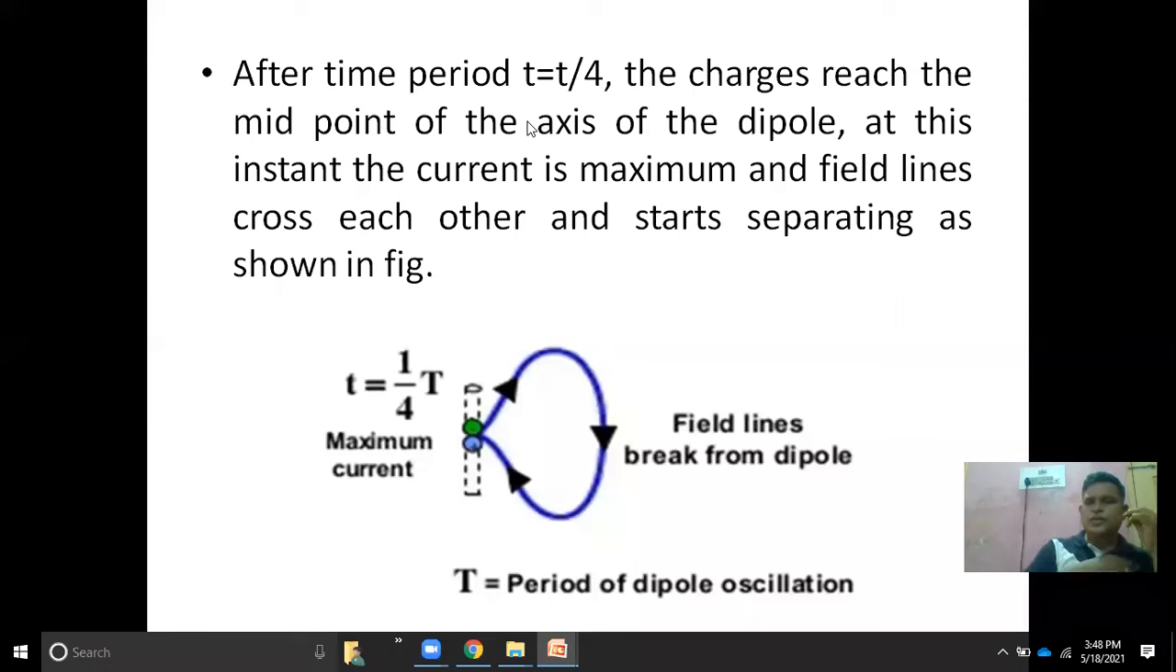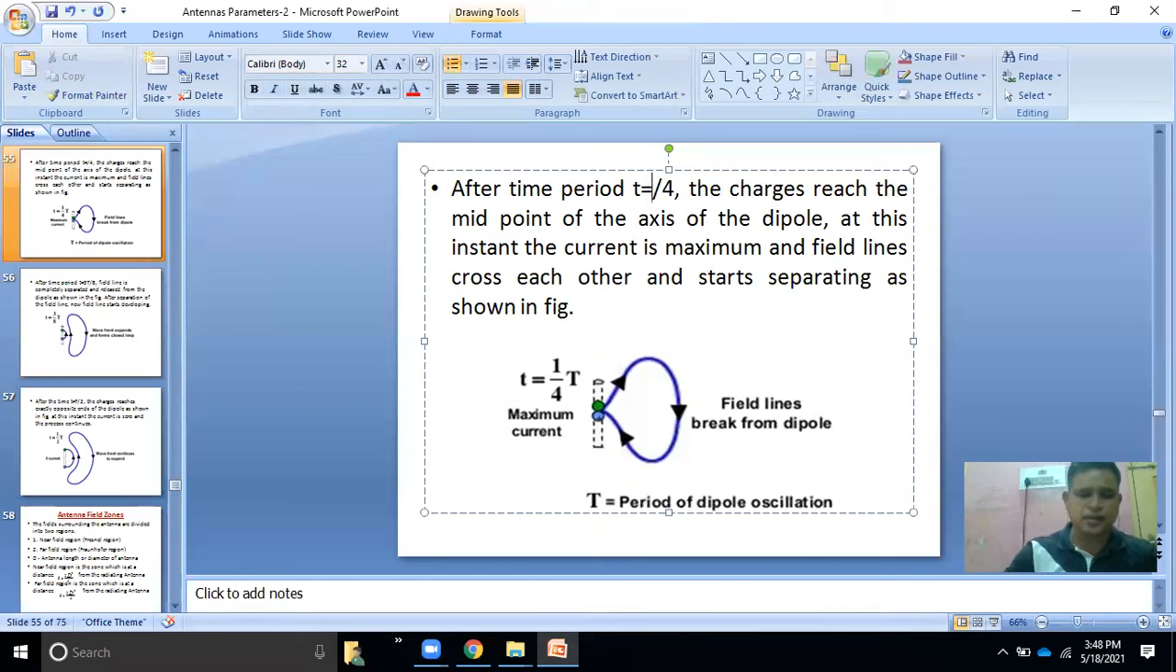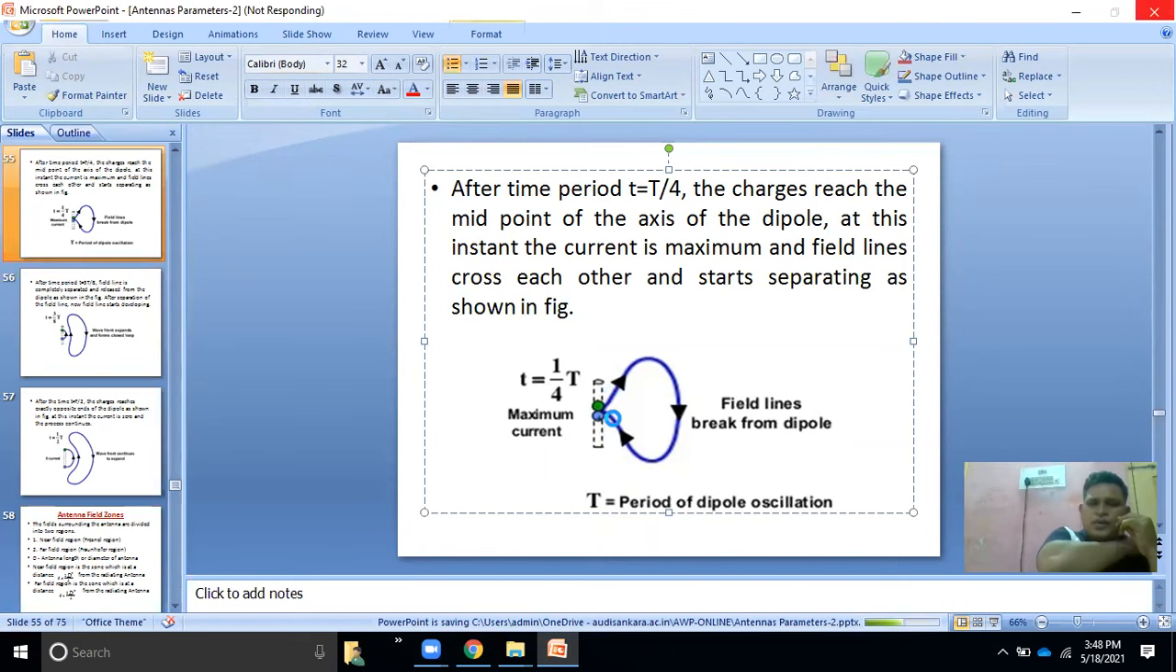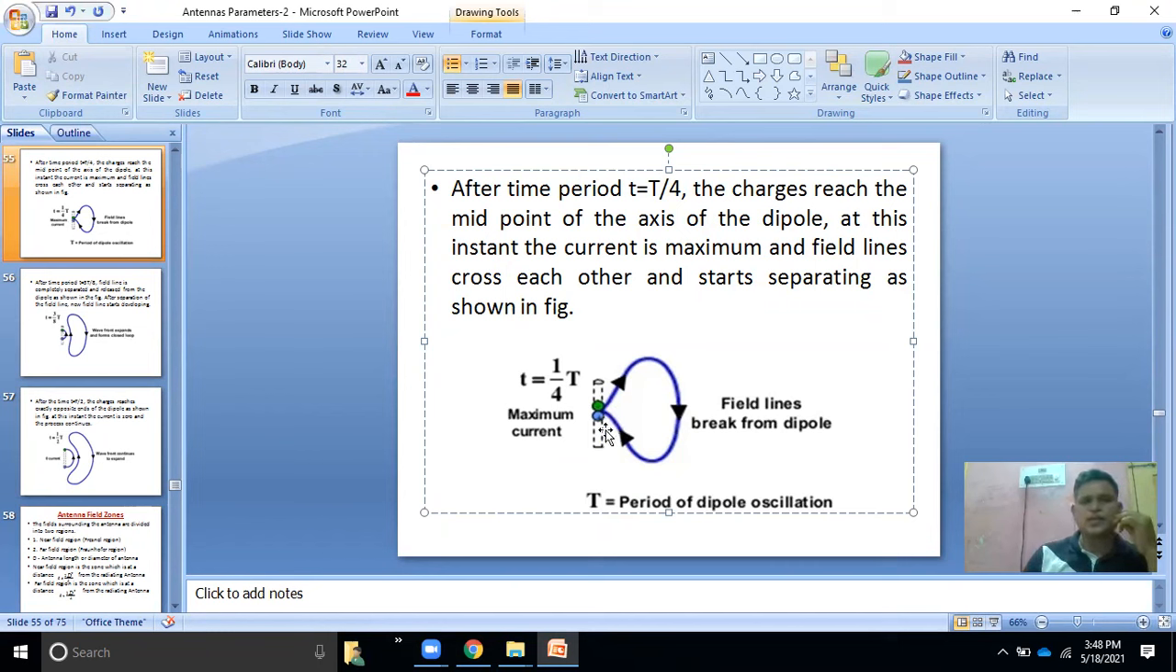At time t is equal to capital T by 4, these two charges are coming to the center of this line. In the next moment, they will try to cross each other. During that time, the field lines will break from the dipole, or be separated from the antenna because of this crossing. They will be separated and move away from this antenna.